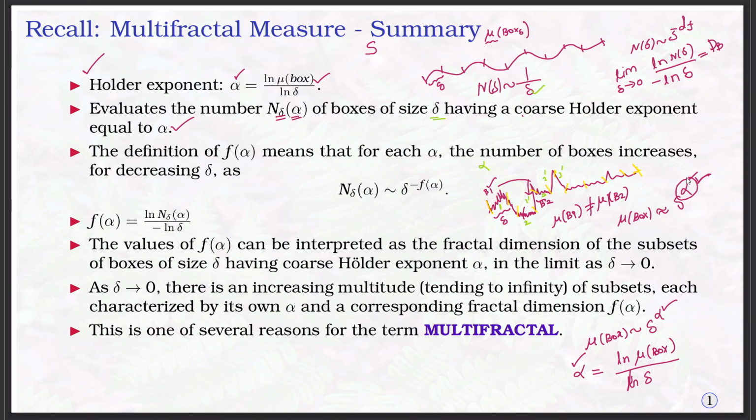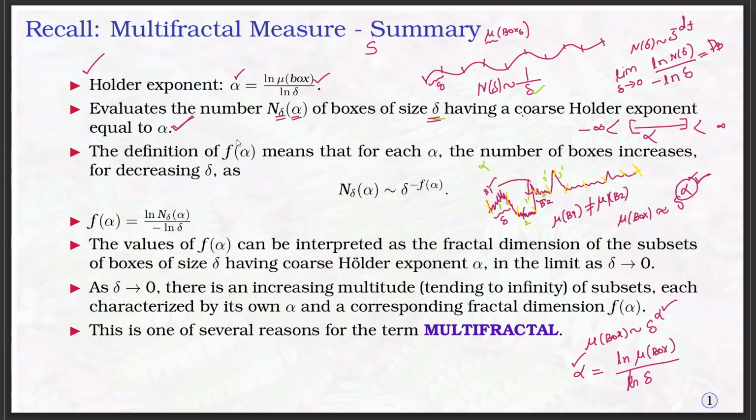Now by varying this alpha, usually alpha varies from minus infinity to plus infinity, whereas we are taking some closed interval, satisfying the scale property. The alpha value lies in the domain, maybe we can take 0 to infinity or minus infinity, but we are taking any closed interval in this domain. By varying this alpha, likewise we can cover the boxes of size delta and we can count the number of boxes of size delta having a Holder exponent equal to alpha.